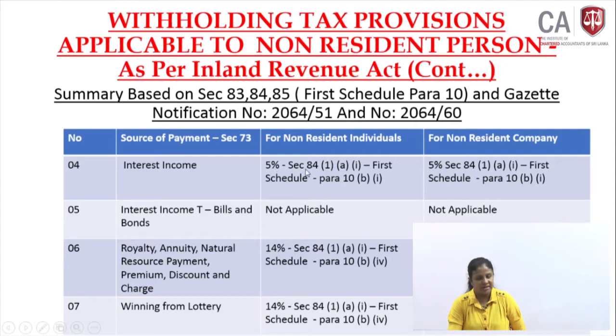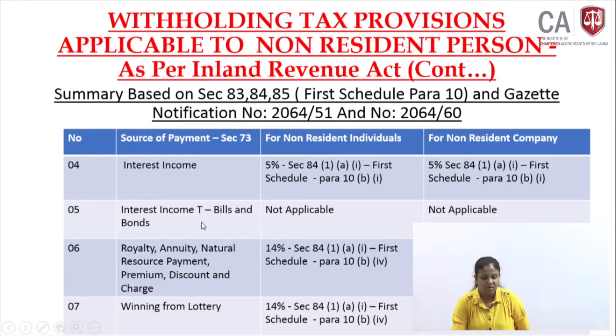In that, what is the particular section? Section 84 subparagraph 1, the A Roman 1, which we have looked into. First schedule para 10, it's part B and Roman 1. The same provision is applicable. We will go through this quickly after discussion of the tax rates, and I will again refer to the first schedule and we will relook at this.